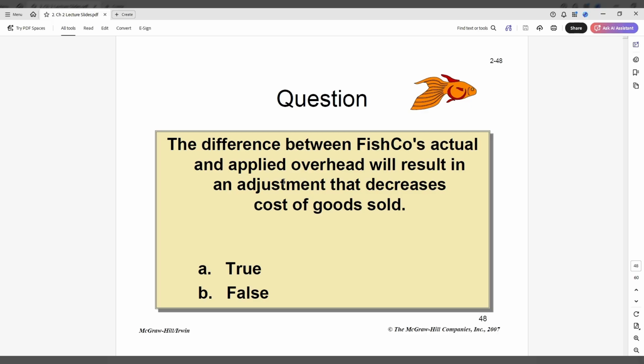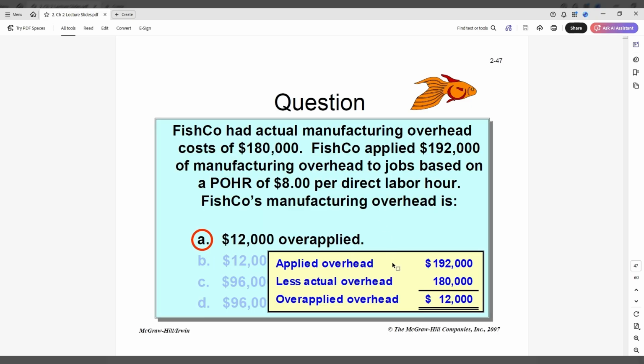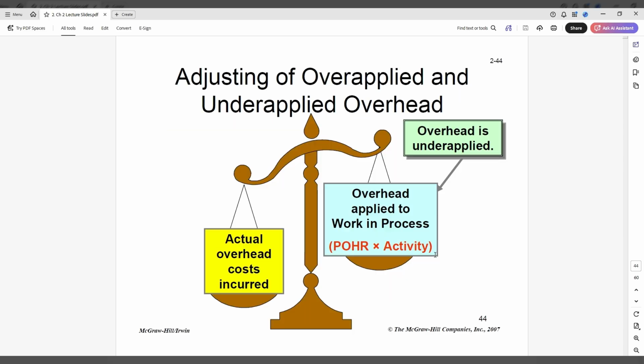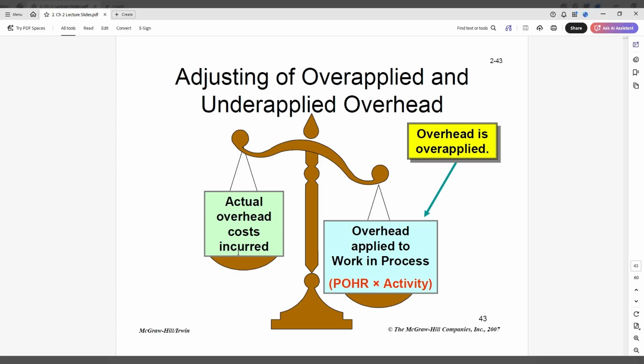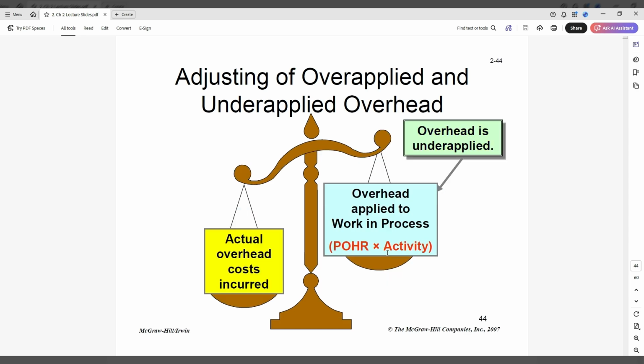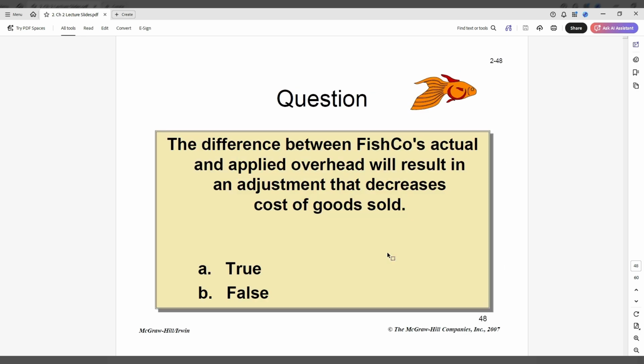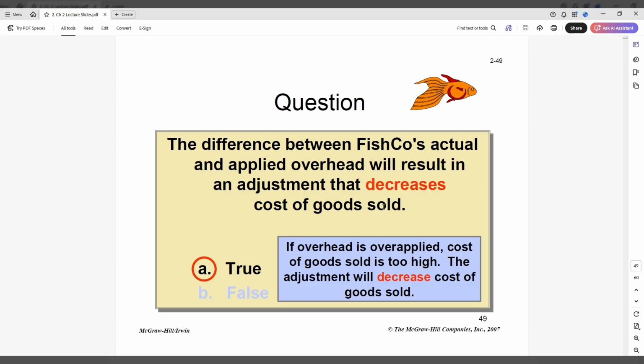Question. Okay, so the difference between Fishco's actual and applied overhead will result in an adjustment that decreases cost of goods sold. Do we need to decrease it? Basically what we're saying is we will have too much on the overhead applied side. So what we're going to do to balance this out would be to debit this overhead account, and then we would be crediting our cost of goods sold account. So we would say, yes, it's going to reduce cost of goods sold.